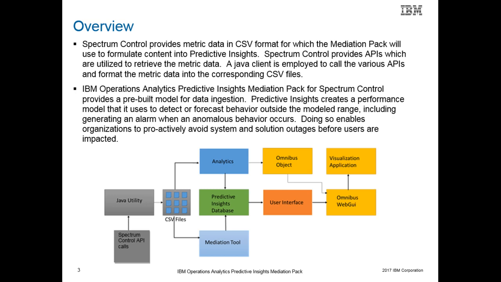A Java utility is employed to call the various APIs and format the metric data into the corresponding CSV files. The diagram at the bottom of the slide shows that the Java utility retrieves Spectrum Control metrics and then formats them into CSV files, which are then ingested by the Predictive Insights product.